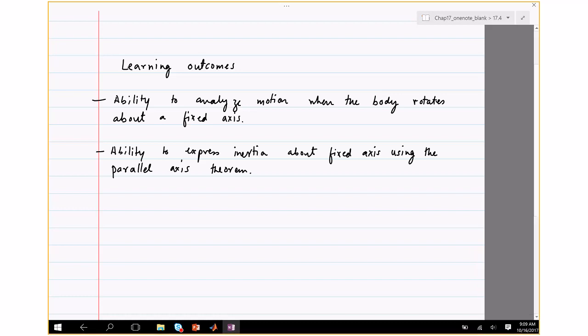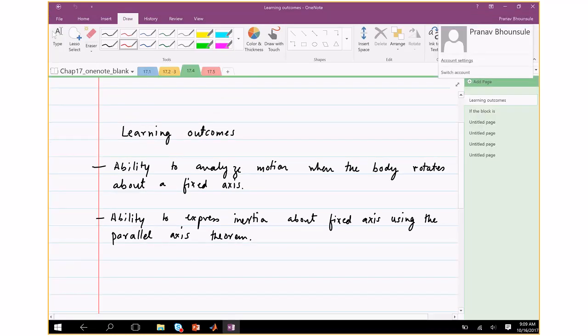A simple pendulum, right? It's a rigid body, and the rotation is about a fixed axis, the point at which it is pinned to the wall. So what I would like to know is how to express inertia in that frame where it's not exactly passing through the center of mass. So we'll see how those two things are applied when we solve problems related to rotation about a fixed axis.